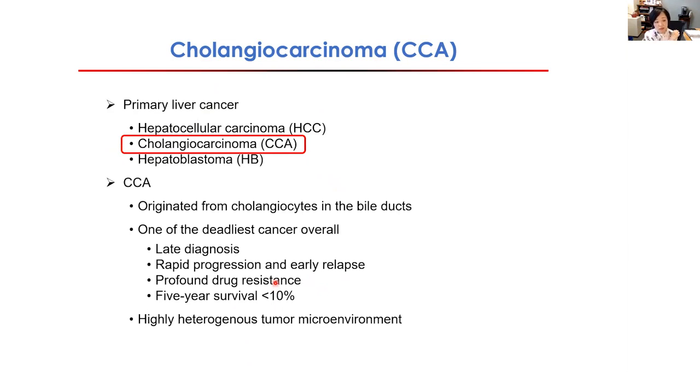So it is considered to originate from cholangiocytes based on its morphology, but there are still many debates over the origin of cholangiocarcinoma. But this cancer is just very hard to treat. It is often diagnosed late, and it has very rapid progression and early relapse. Even if the tumor is completely removed by surgery, it is found to be profoundly drug resistant. So far, there are very few drugs that can target the cholangiocarcinoma tumor cells. So overall, the 5-year survival rate of the patients is less than 10%.